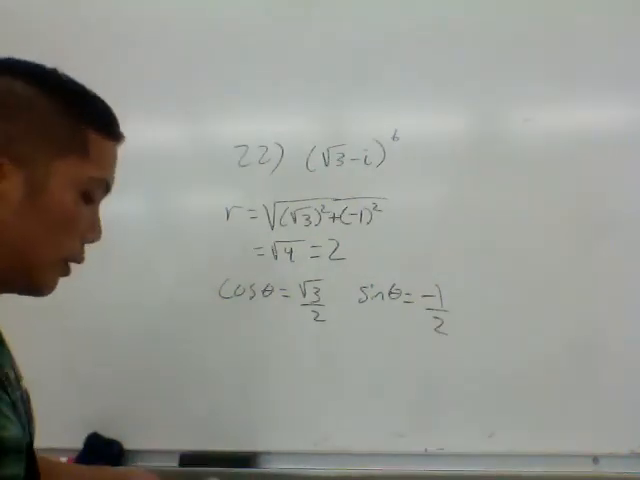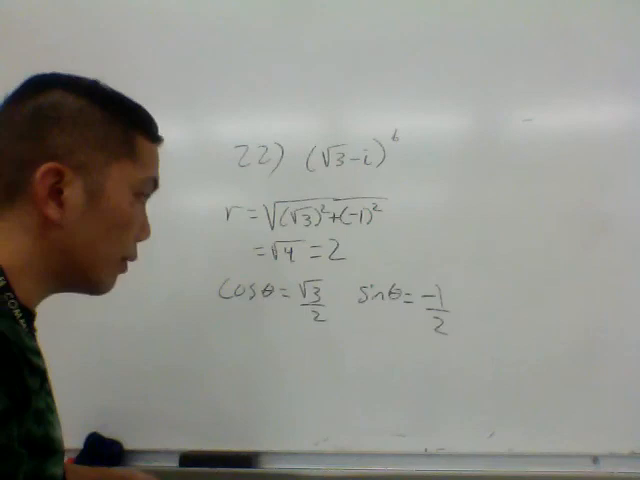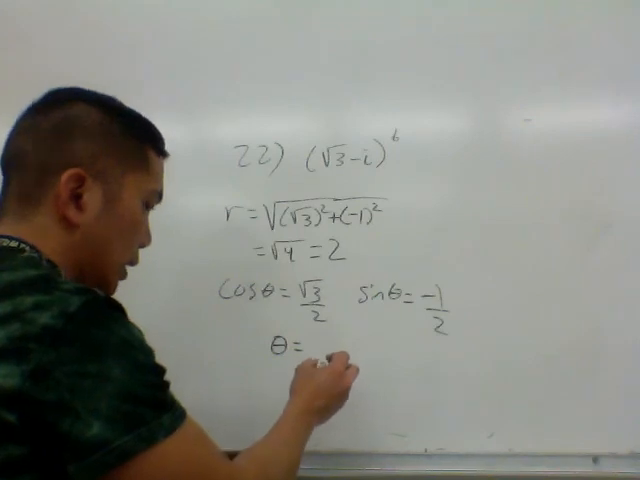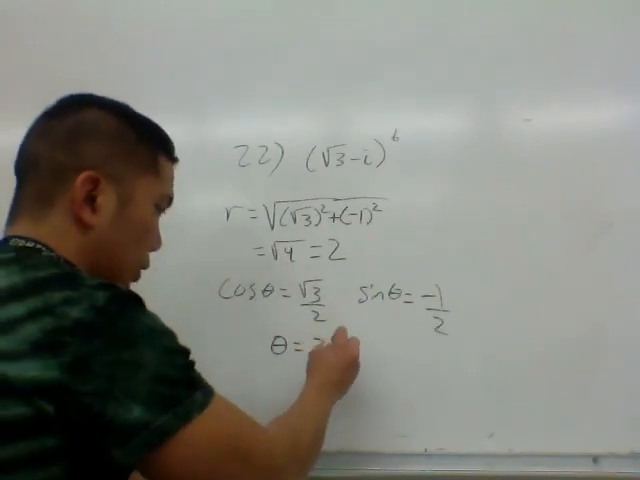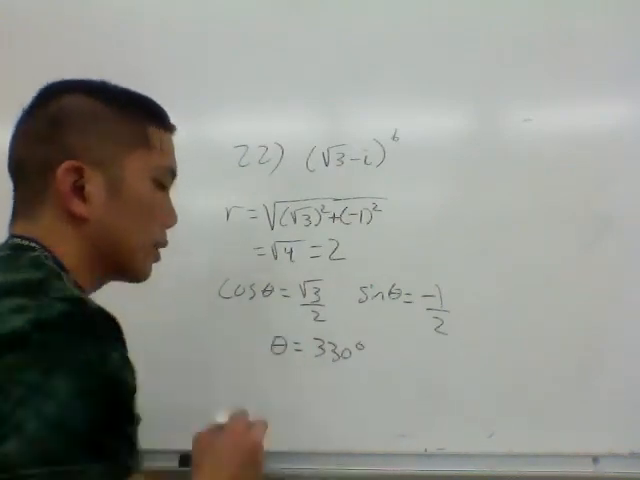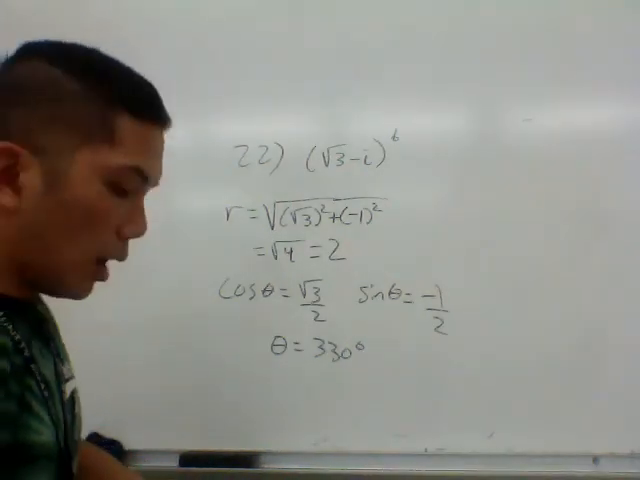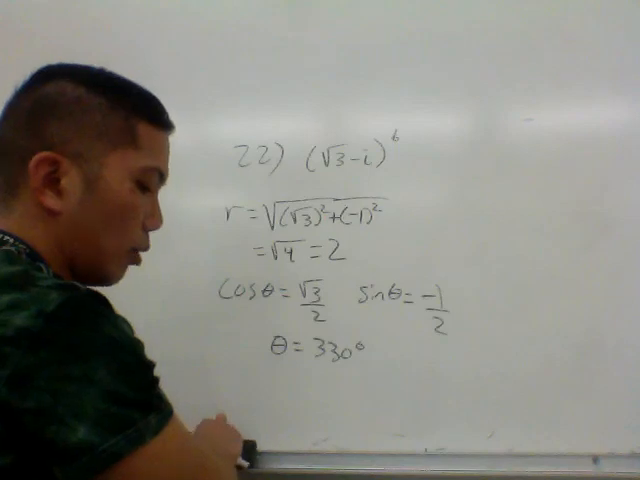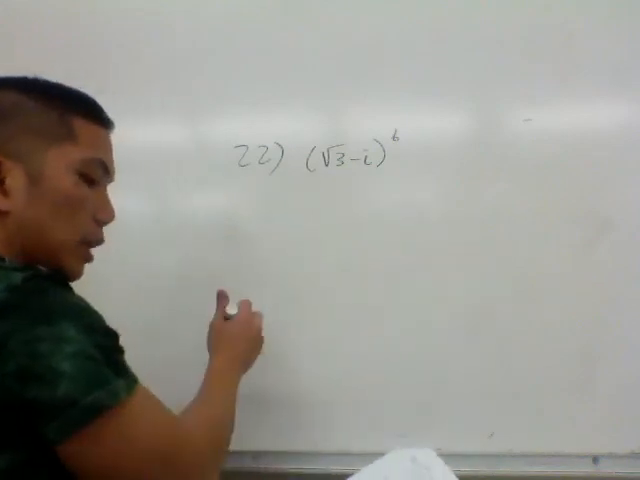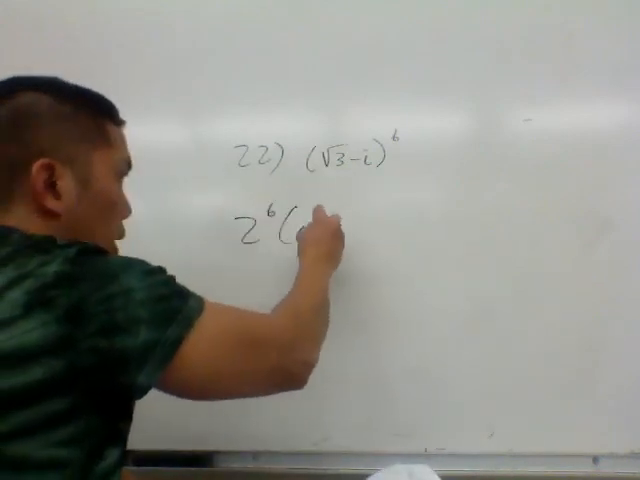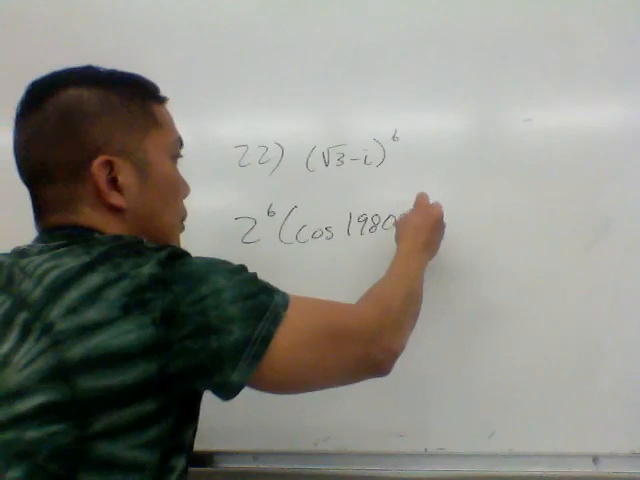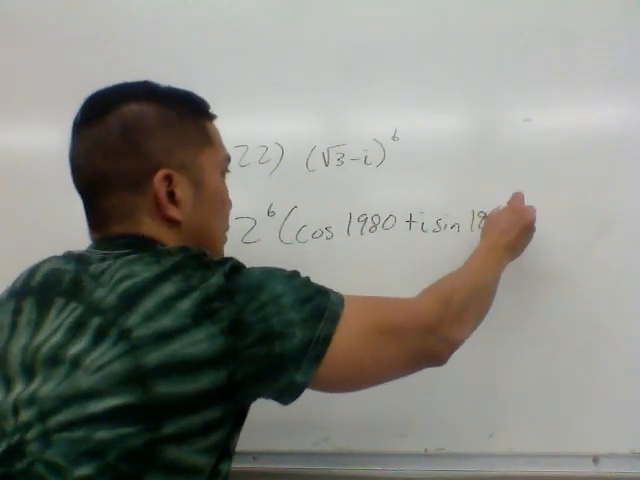The angle that has a cosine of root 3 over 2 and a sine of negative 1/2 is going to be 330 degrees. Okay? So if I write this using de Moivre's theorem, it's going to become 2 to the 6th cosine of 1980, because 330 times 6 is this, plus i sine 1980.